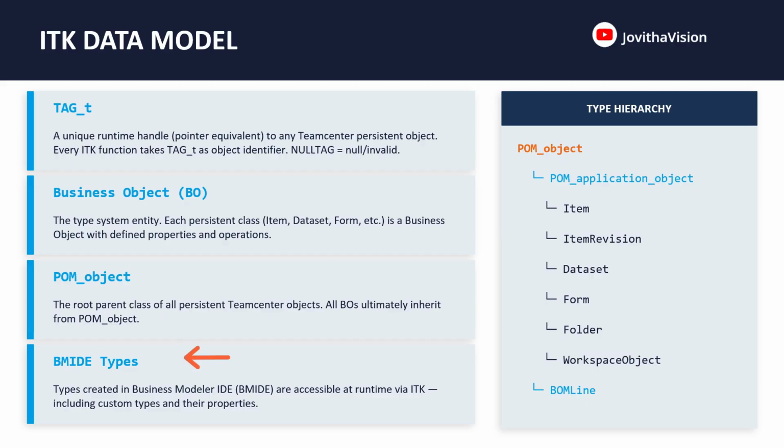BMIDE types. The types you create in Business Modeler IDE are fully accessible at runtime via ITK. If you built a custom type, my part, with a custom property, you can read and write that property via AOM at runtime.